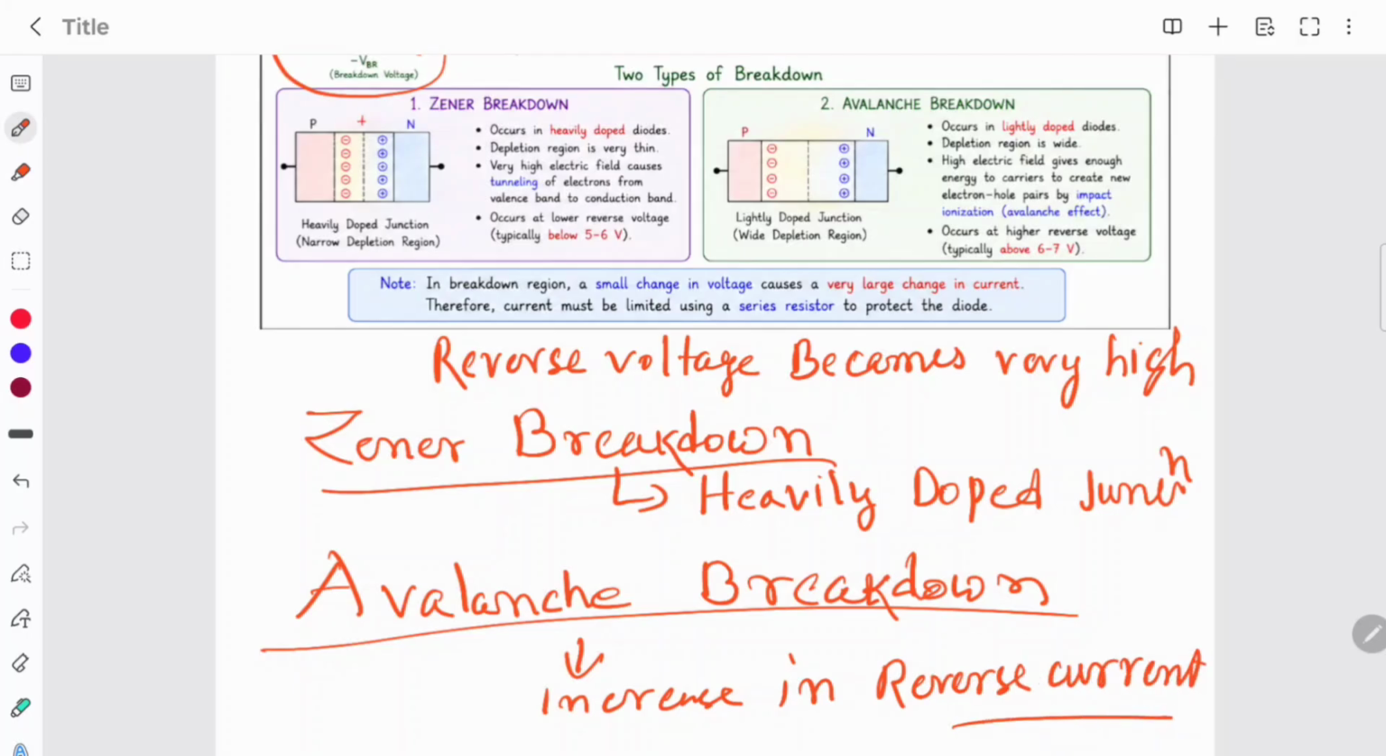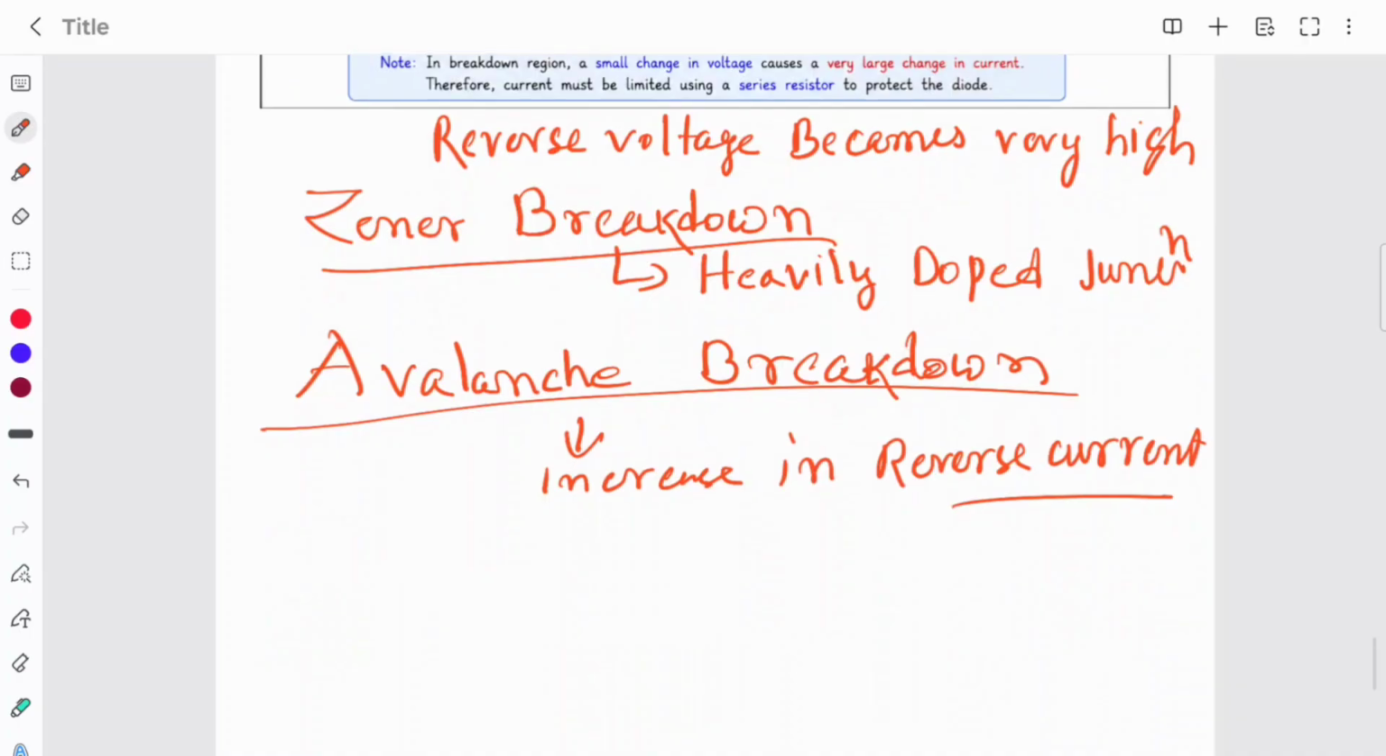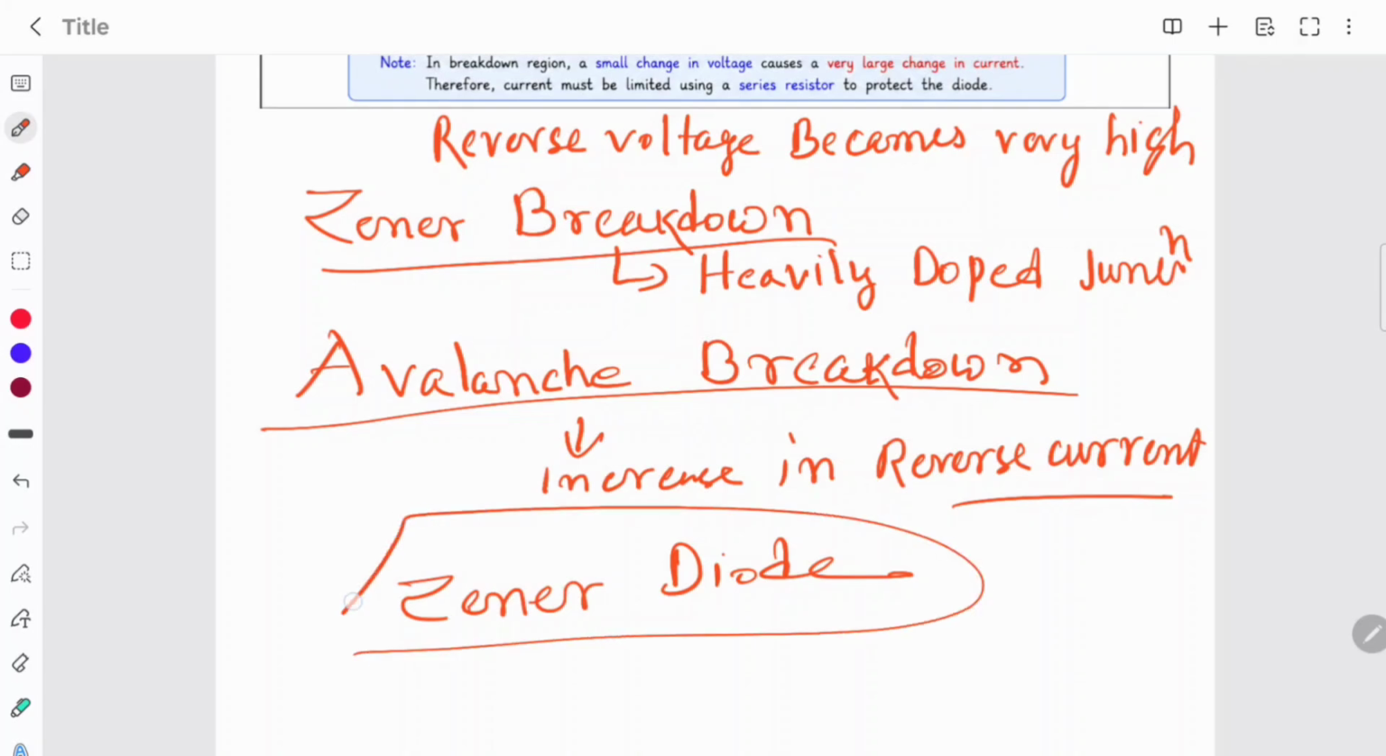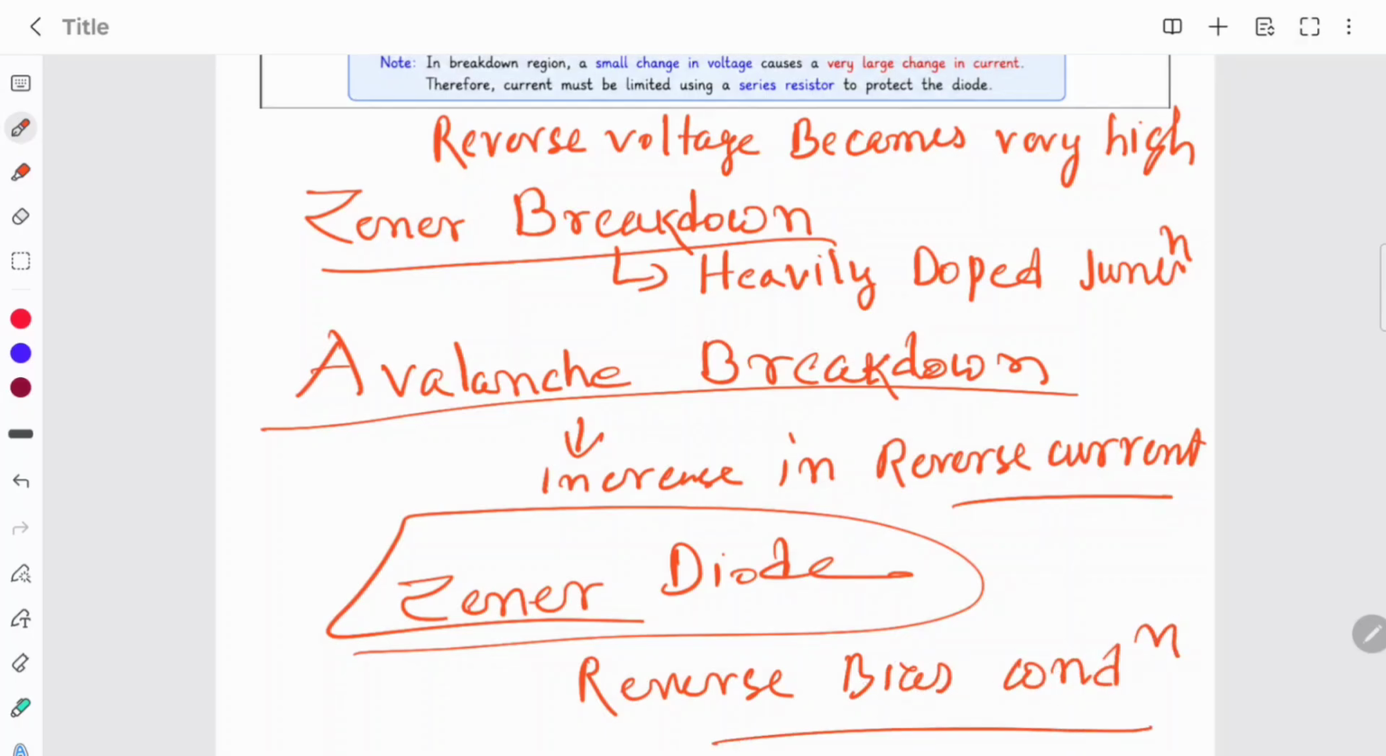Importantly, ordinary diodes can be damaged if excessive breakdown current is allowed to flow. Specially designed Zener diodes are intended to operate in breakdown for voltage regulation applications. So mainly this breakdown is withstood by Zener diodes. This Zener diode works in the reverse bias condition.